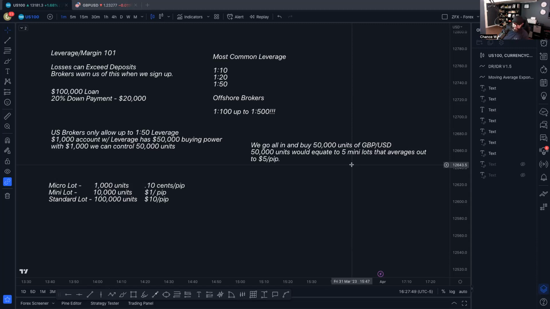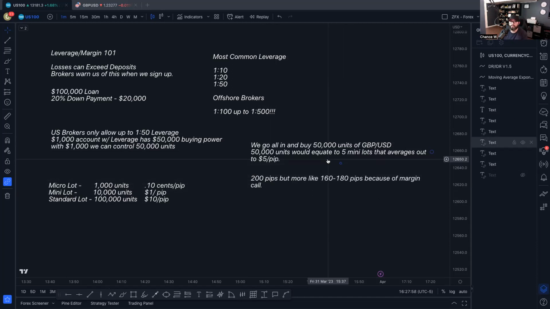But let's see. So 200 pips is what you would have to lose before you actually wipe out your entire balance. But here's the thing. This is where margin comes into play. So much percentage of your account balance, the broker sets aside, and that's called margin.